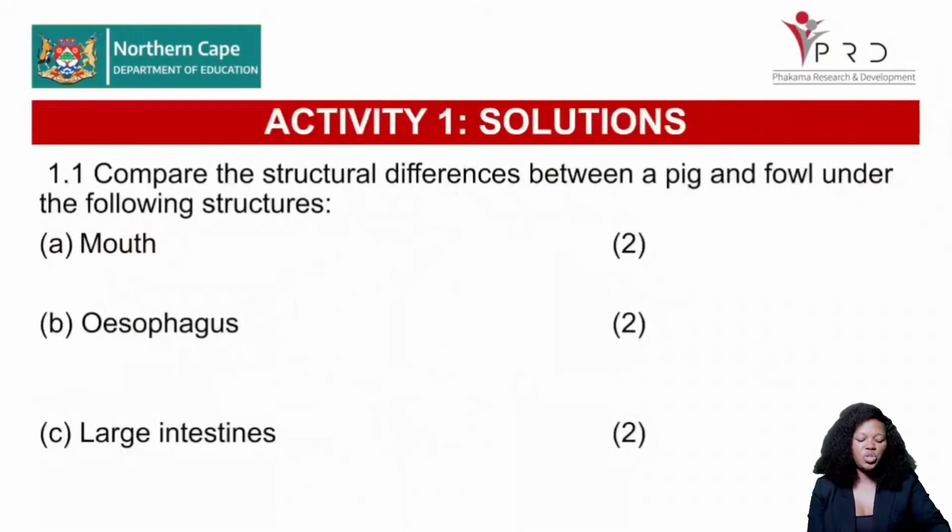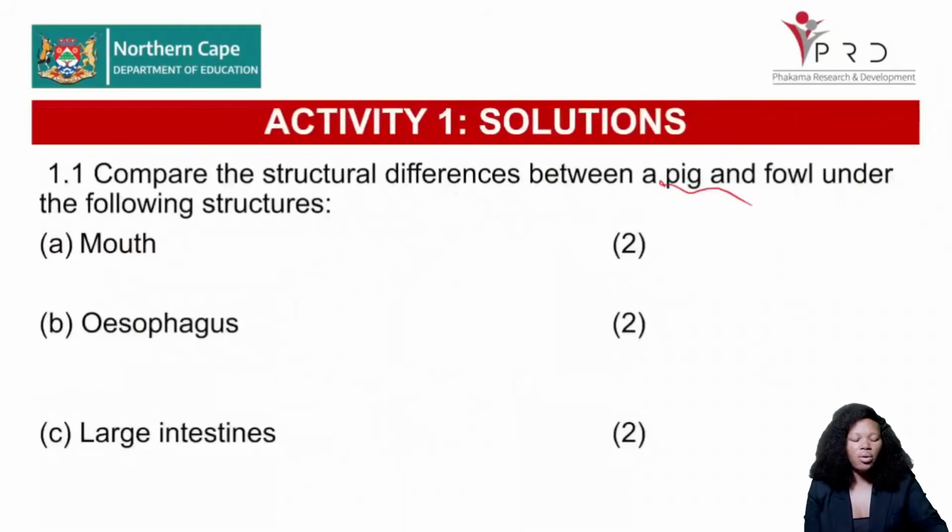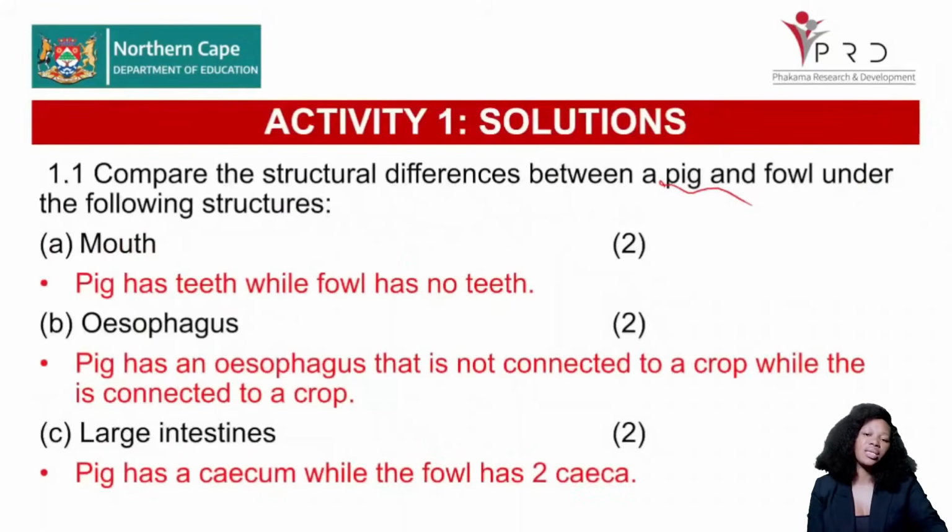Firstly, the difference between a fowl and a pig on the mouth. As I've already indicated, a pig has teeth while the fowl has no teeth. So that is the first difference between these two farm animals. A pig has teeth while a fowl or a chicken has no teeth.